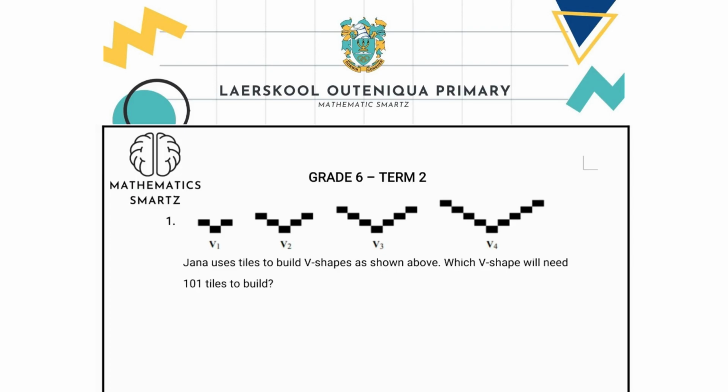So let's take a look at the first question for grade 6 term 2. Yana uses tiles to build V-shapes as shown above. Which V-shape will need 101 tiles to build?